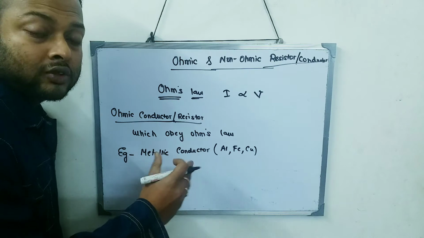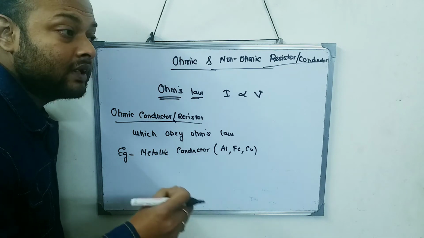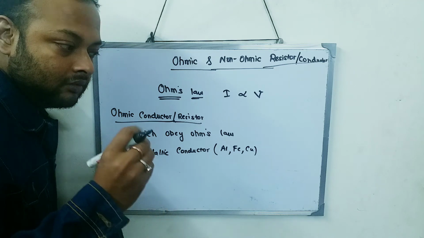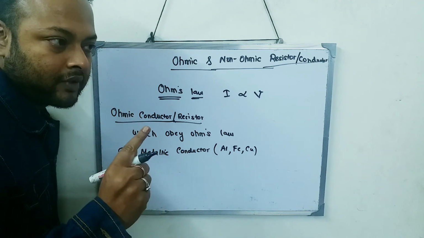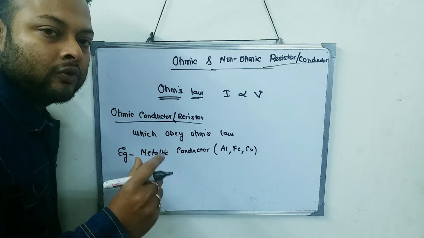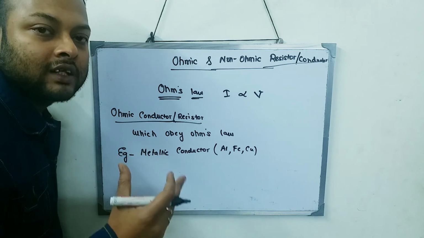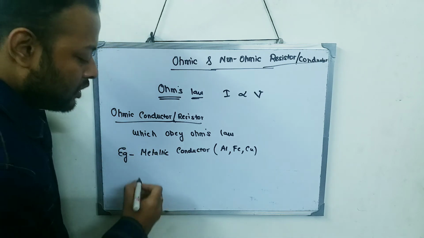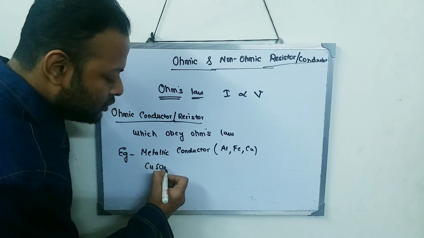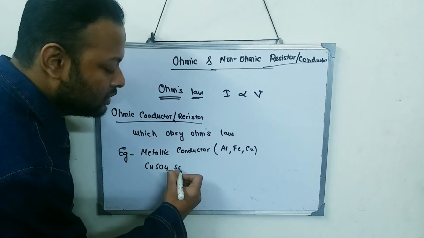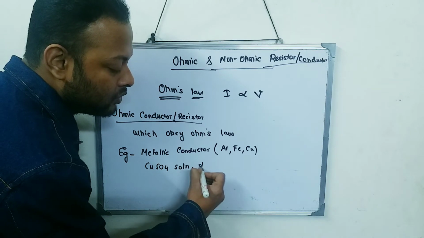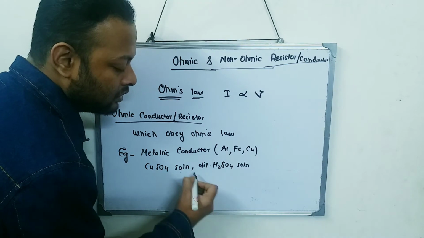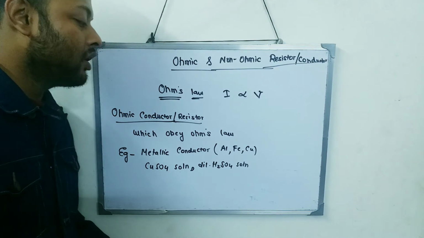Not only solid substances, even liquids. I hope you have studied the chapter electrolysis in your chemistry. If you have studied that chapter, you will see that current can flow through ionic solutions like copper sulfate solution or a dilute sulfuric acid solution. CuSO4 means copper sulfate solution. These are all examples of ohmic conductor.